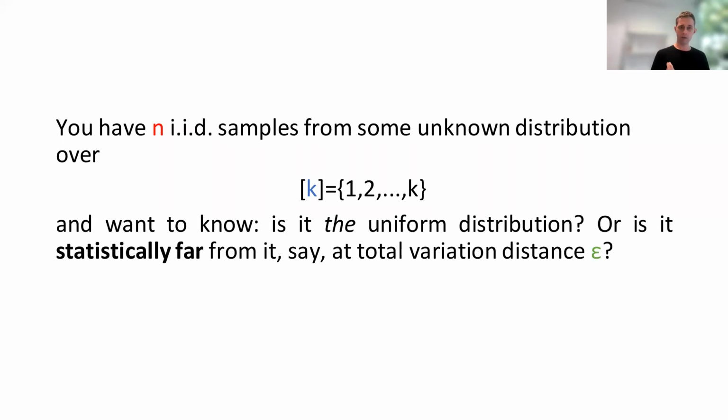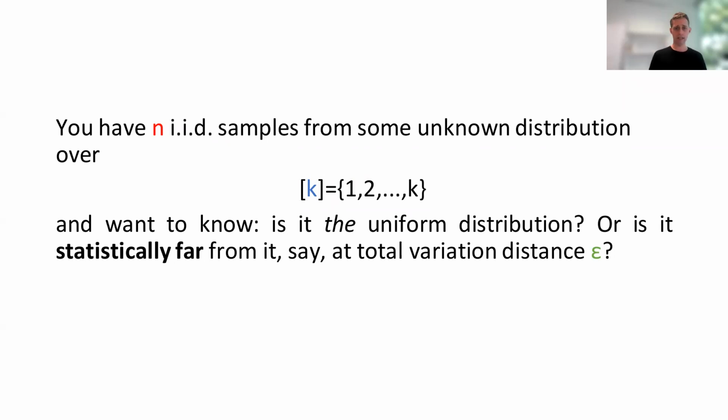And you have one question. You want to know, is that unknown distribution the uniform distribution that puts equal probability on all of those k elements? Or, alternatively, is it statistically far from being the uniform distribution? And we have to define what it means to be statistically far. One of the notions that is widely considered is total variation distance. So is it at total variation distance at least epsilon from the uniform distribution?